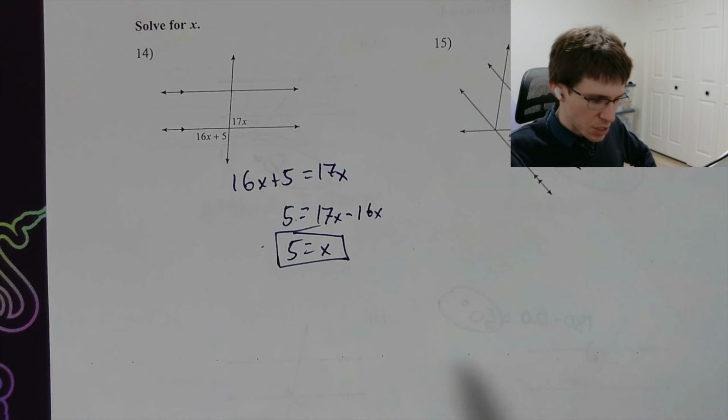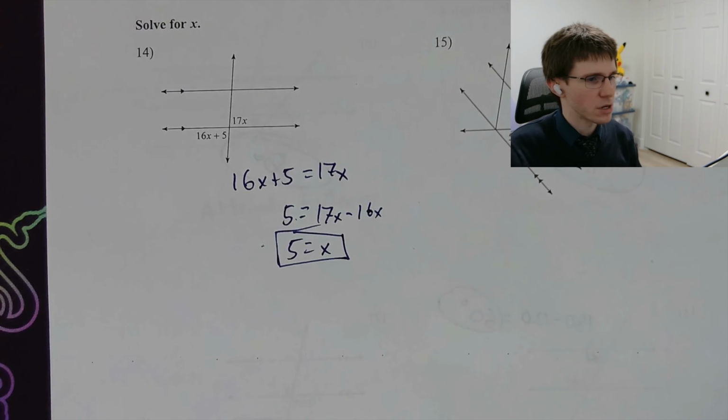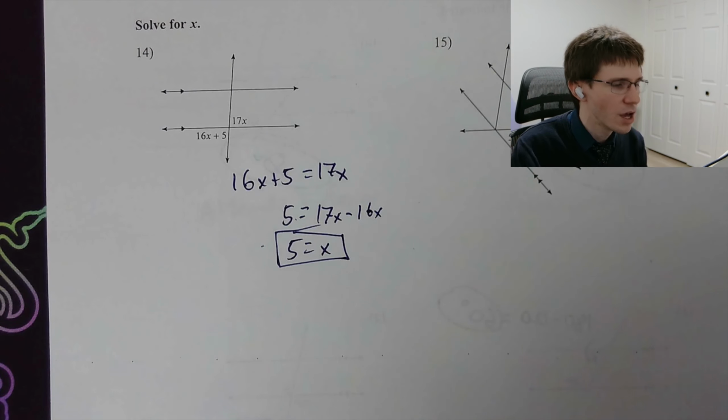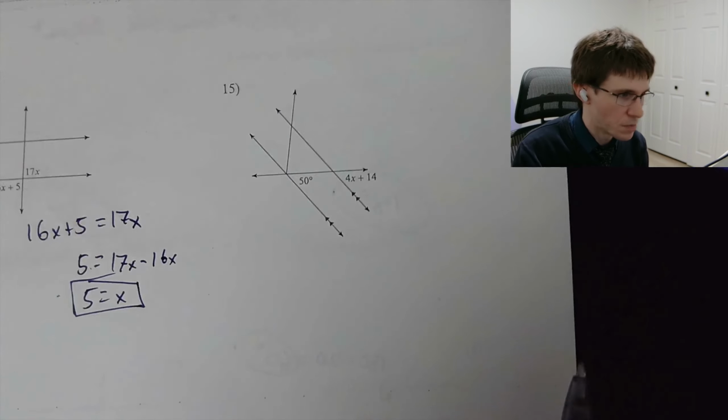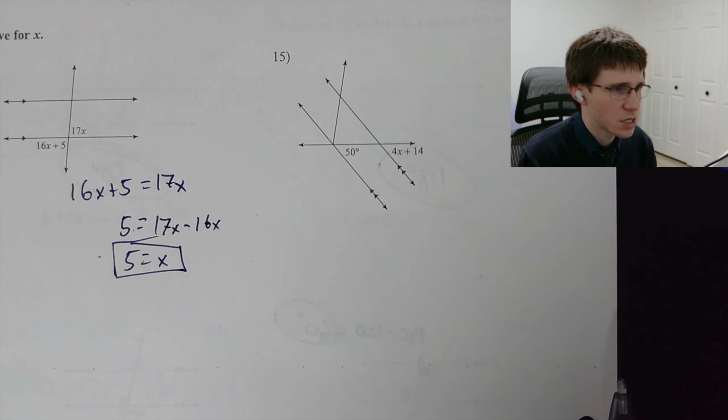Please be aware you could have easily just done minus 16x on both sides. Could have done minus 5 and then minus 17. There's a lot of ways to get to this answer of 5. I'm moving on to the next question. Here we go. So on to this one, number 15.